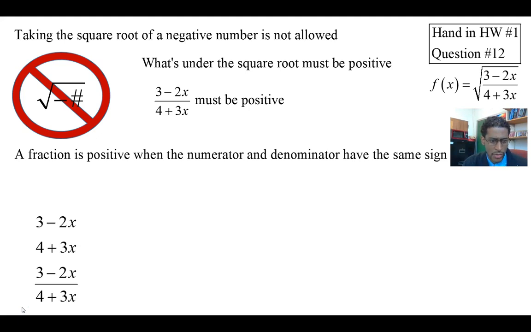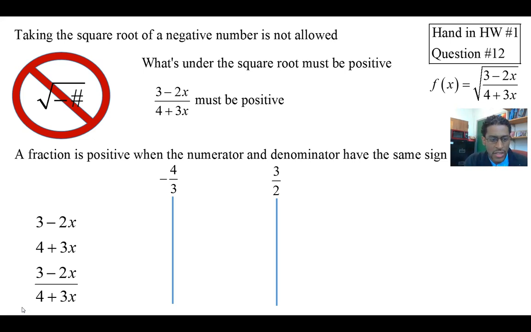Let's separate each and let's find out, well, these are just lines, right? 3 minus 2x and 4 plus 3x, they're lines. If we can find out where they're equal to 0, then we can know where they're positive and where they're negative. And so 3 minus 2x is equal to 0 when x is 3/2. And 4 plus 3x is equal to 0 when x is negative 4/3. So what that does is that cuts our number line up into basically 3 different regions.